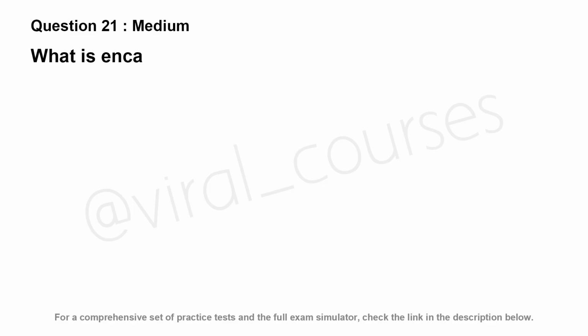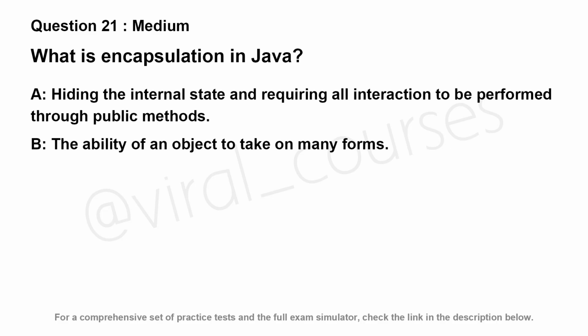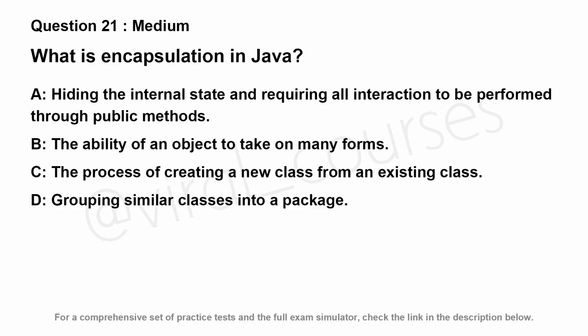What is encapsulation in Java? Option A, hiding the internal state and requiring all interaction to be performed through public methods. Option B, the ability of an object to take on many forms. Option C, the process of creating a new class from an existing class. Option D, grouping similar classes into a package.